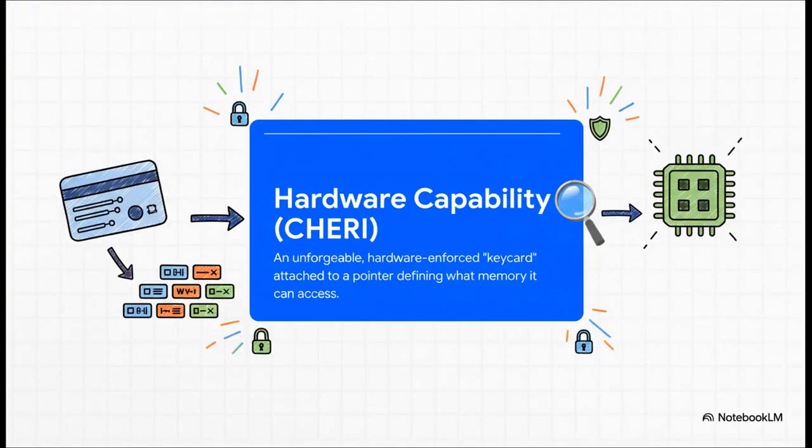But wait a second. If everything's in the same shared space, isn't that a total security nightmare? Normally, yes, but not when you have hardware capabilities. The best way to think of a capability, like the ones from the CHERI project, is as an unforgeable digital keycard. When a program gets a pointer to some memory, it comes with this keycard attached, and the CPU itself checks that keycard on every single access. It says exactly where you can go and what you can do: read, write, or execute. It means even if a hacker finds a bug, they're trapped. They can't use it to wander around in memory where they don't belong.